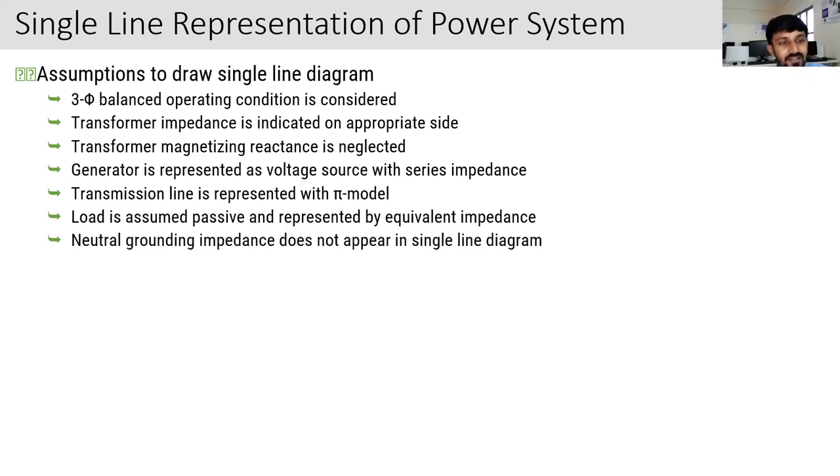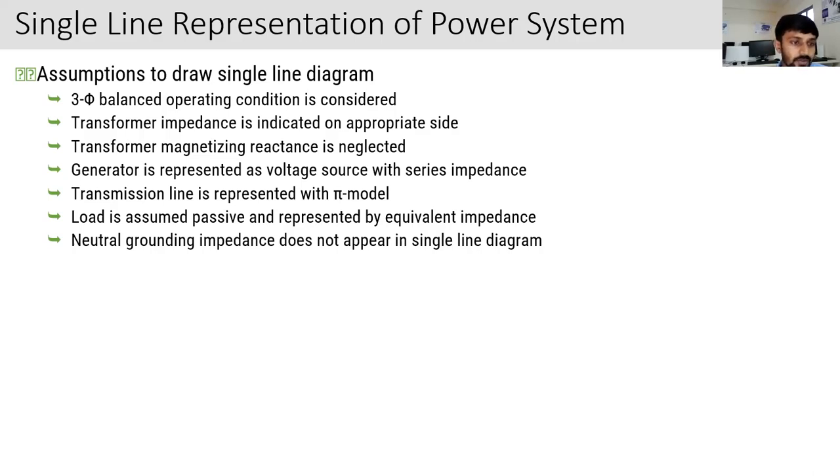The fourth one is that the generator is represented as a voltage source with a series impedance. All generators, whether induction generators or synchronous generators, are represented as a voltage source with a series impedance. So we have to identify the winding resistance or winding impedance of the generators.